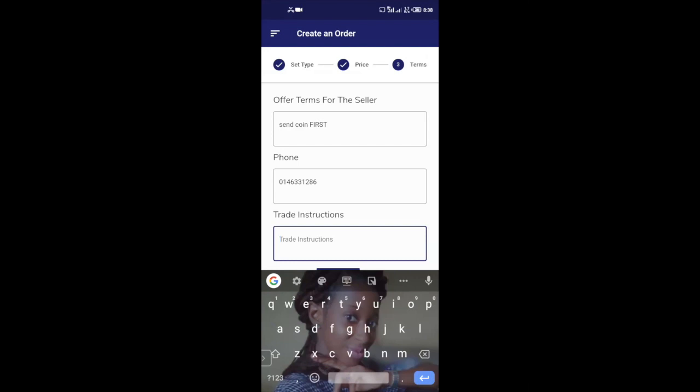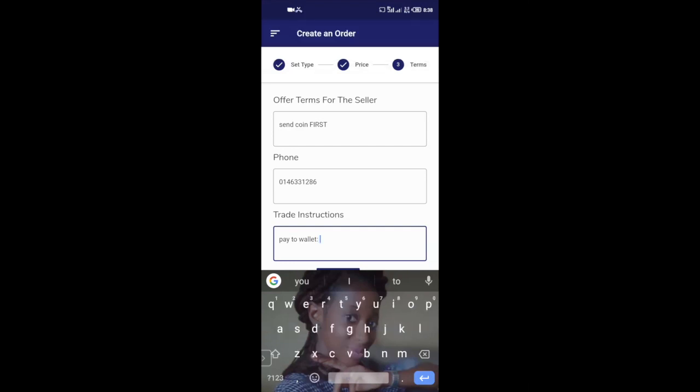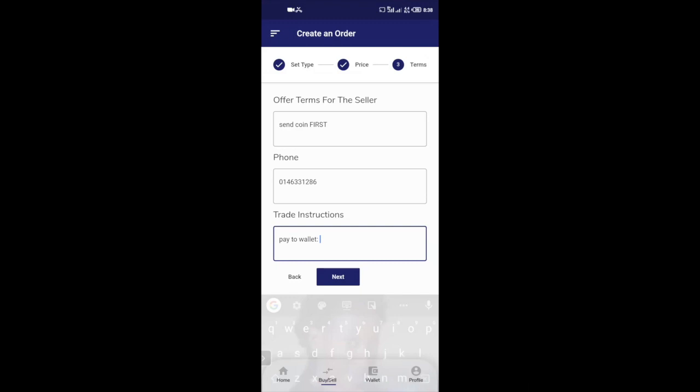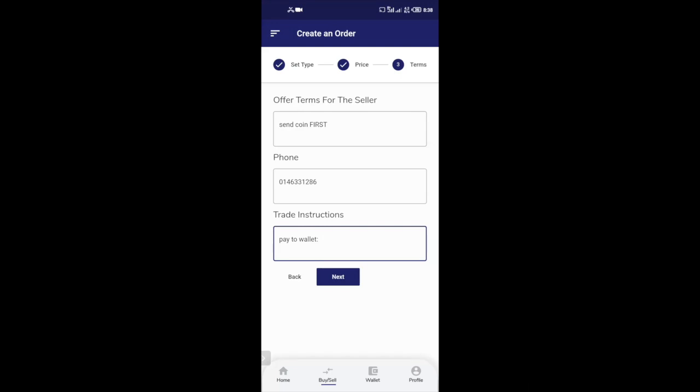Now, on the instruction, you can either say pay to my wallet. Okay. Now, pay to my wallet and you enter your ABiTrader wallet, your wallet instruction for the seller to pay to your wallet. Okay. Now, if that seller gets your wallet, automatically, once that is done, he would pay the coin to that wallet.